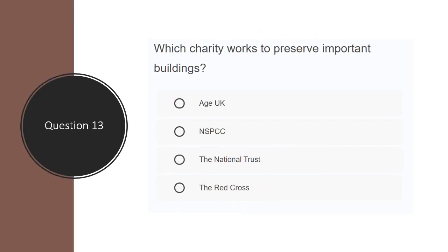Okay, next question: which charity works to preserve important buildings? Okay, this is a kind of question where you can use your common sense and technique if you don't know the answer. Obviously the answer is the National Trust, okay, but let us see, we don't know the answer. How would we reach the correct answer? Age. UK is about old people. Age means old, okay, so you can associate this with children. This is National Society for the Protection of Cruelty in Children.